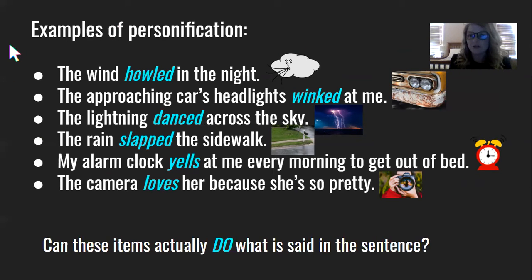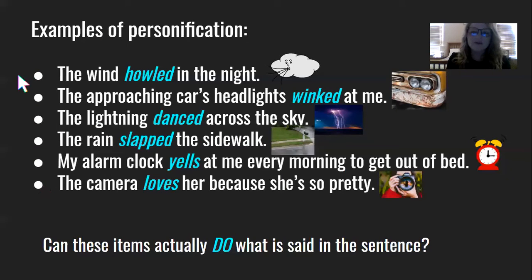So I have some examples here of personification. So we can read them together. If you want to pause it here in a moment and just kind of read them yourselves and think about them. We're going to read through them though, and it's going to give you a lot of examples of personification. So the wind howled in the night. The approaching car's headlights winked at me. The lightning danced across the sky. The rain slapped the sidewalk. My alarm clock yells at me every morning to get out of bed. And the camera loves her because she's so pretty.